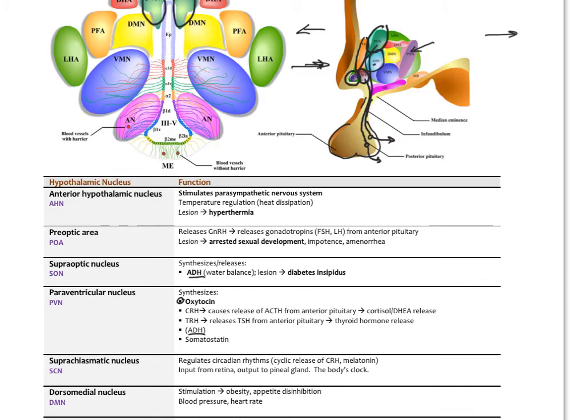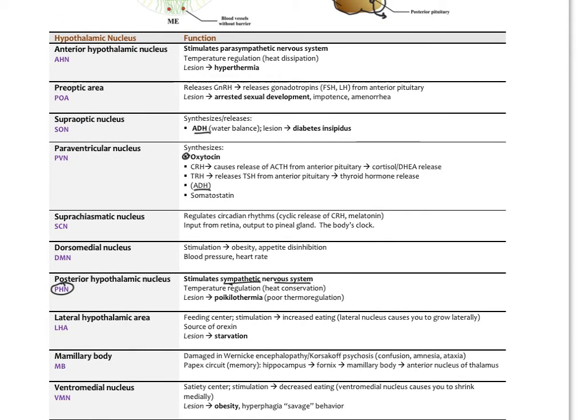Let's jump down to the lateral hypothalamic area, LHA. This is our feeding center. So if you stimulate this, this increases eating. So we can think of the lateral nucleus causing you to grow laterally. It's also the source of orexin, and lesions here result in starvation.